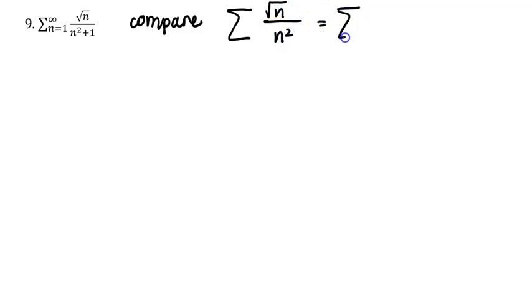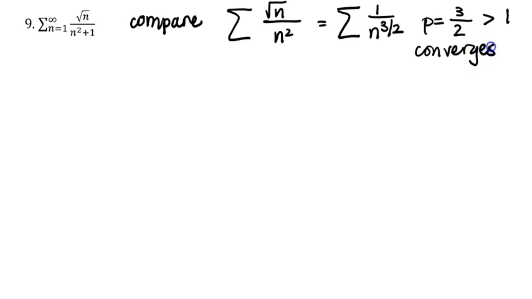In example 9, I am going to compare my series here to the square root of n divided by n squared, which does simplify to the sum of 1 over n to the 3/2. In this case, p is 3/2, which is greater than 1. And so I do know that this series converges.